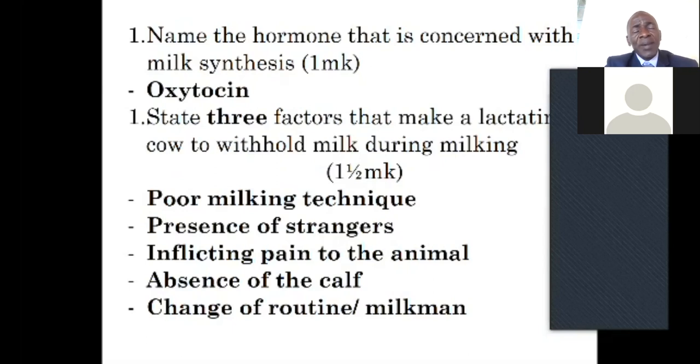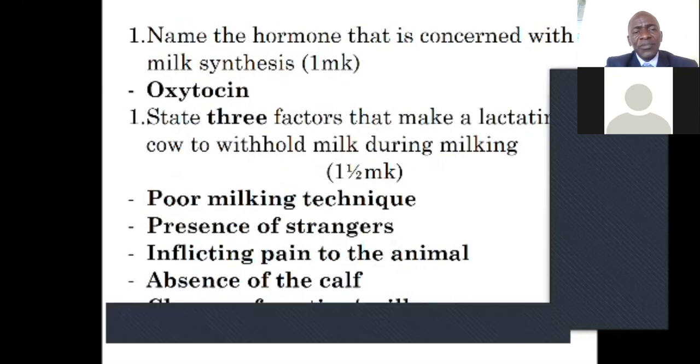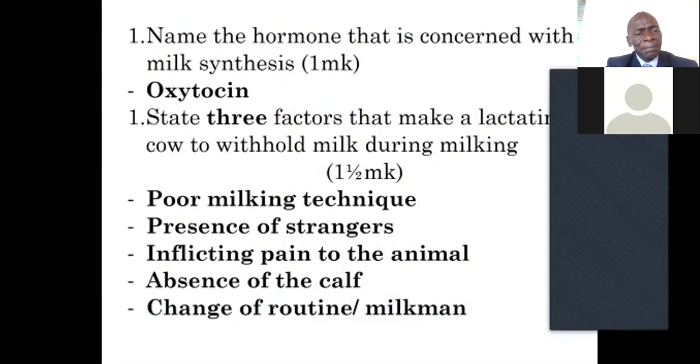The 3 factors that might make a lactating animal to withhold milk include poor milking technique, where one uses the fingers to pull the teats, presence of strangers within the zero grazing unit, inflicting pain to the animal, absence of the calf, and change of routine or change of the milkman.